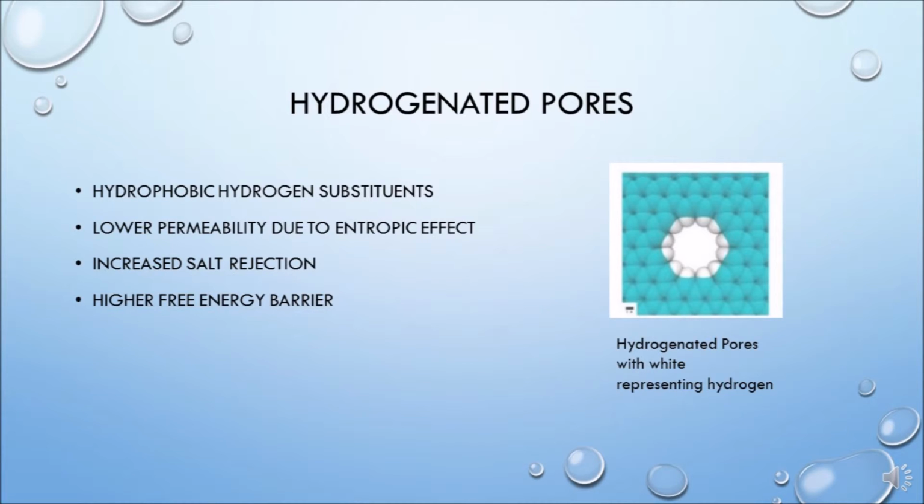In contrast, hydrogenated pores are much more effective at removing salt ions. The hydrogen groups hydrogen bond to the salt ions in the feed stream, which lowers the free energy barrier, increasing the amount of salt that can be rejected.